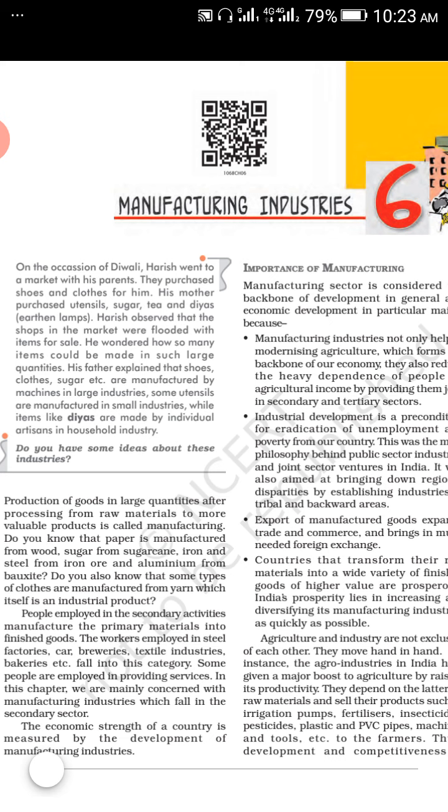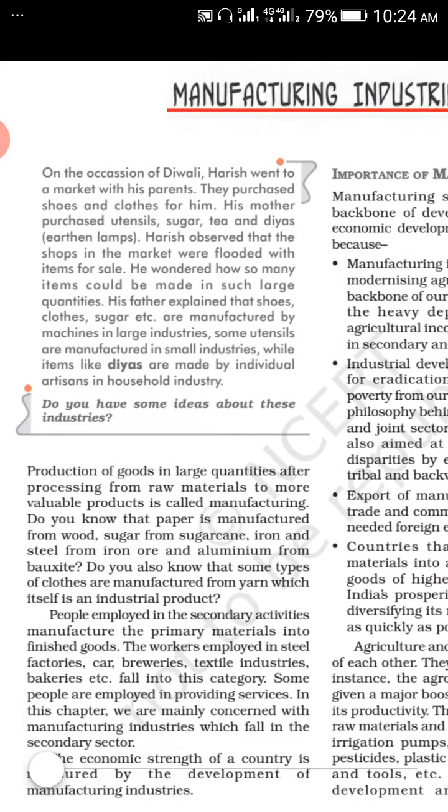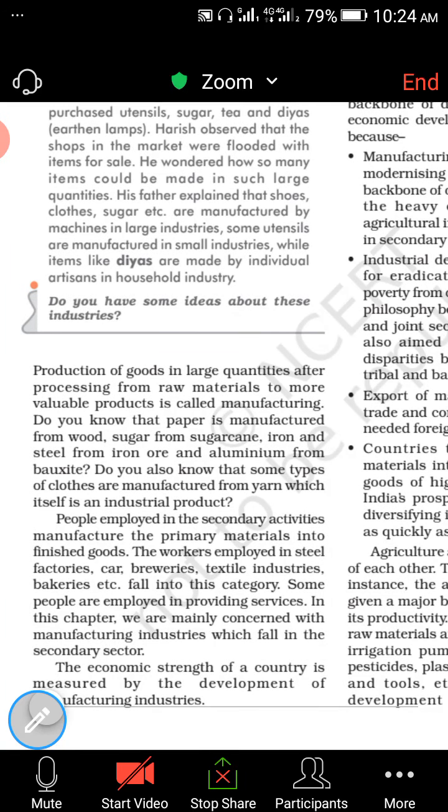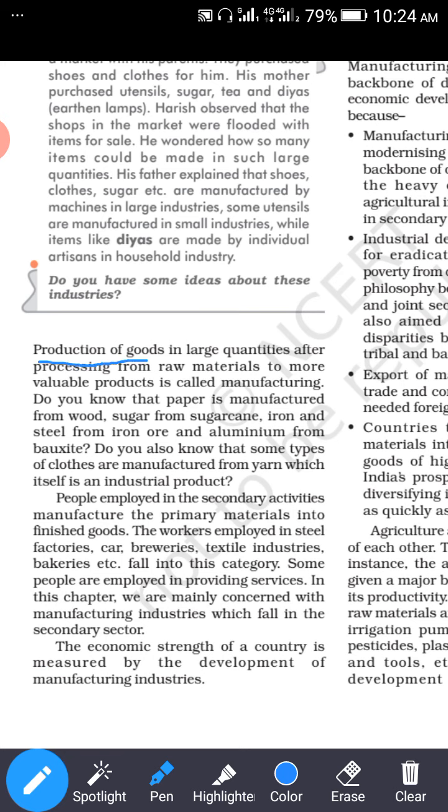Another question: what do you mean by manufacturing industry? Then the answer is that manufacturing industry is the production of goods in a large quantity after processing from raw material into more valuable products, and it is called manufacturing. Production of goods in large quantities after processing from raw materials.